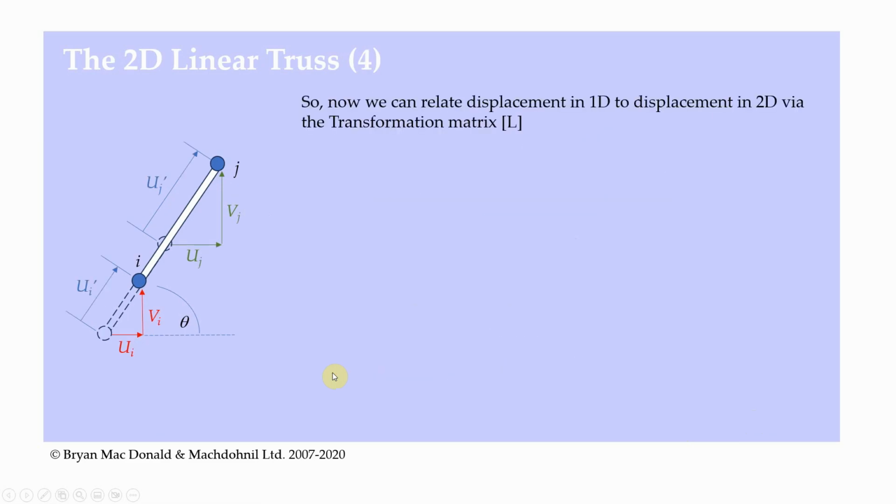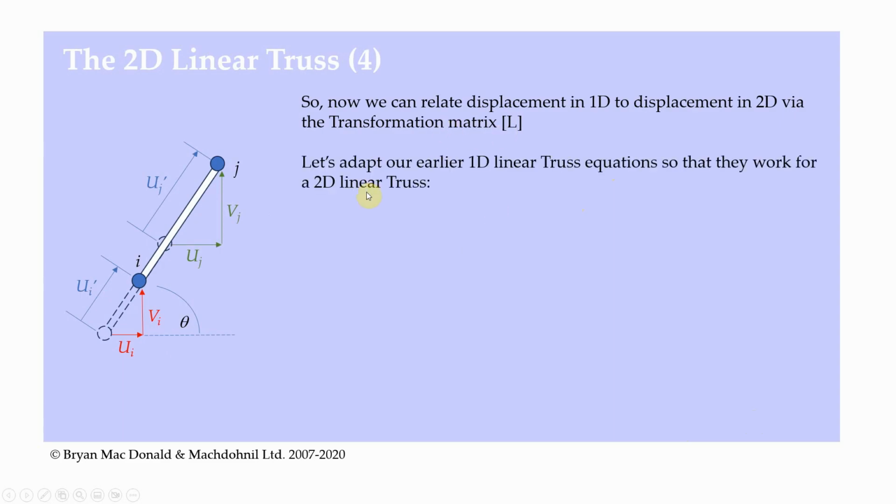Okay, so now we can relate displacement in one dimension to displacement in two dimensions via the transformation matrix L. So let's adapt our earlier one-dimensional linear truss equations so that they work for the two-dimensional truss. Now that we've done this, we can take all the equations that we worked out before and use this transformation matrix to turn them into two-dimensional equations. So rather than reinventing the wheel, we're reusing them.